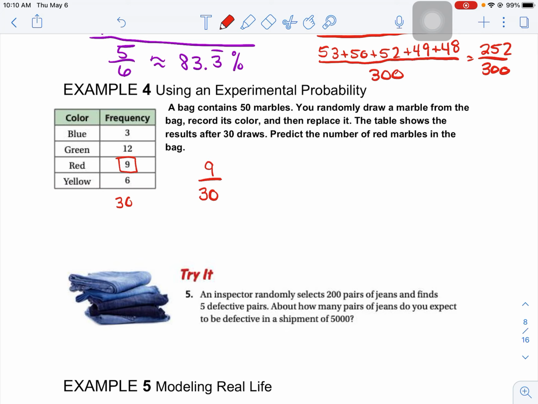Okay, I'm going to simplify this to make it a little easier to solve. So I'm going to divide by 3, and I get 3/10. Okay. However, our bag contains 50 marbles. So if we think 3/10 of the marbles are red, and we have a total of 50 marbles, we are going to multiply those together to get our answer. Here I can simplify. 10 goes into 50. That becomes 1. That becomes a 5. 3 times 5, we end up with 15 red marbles.